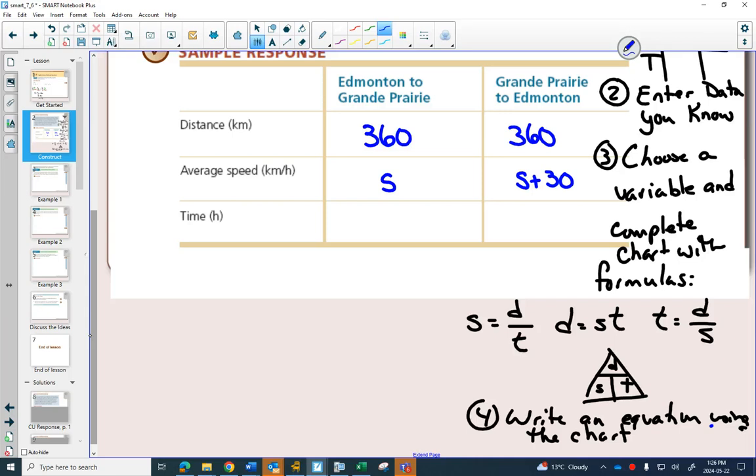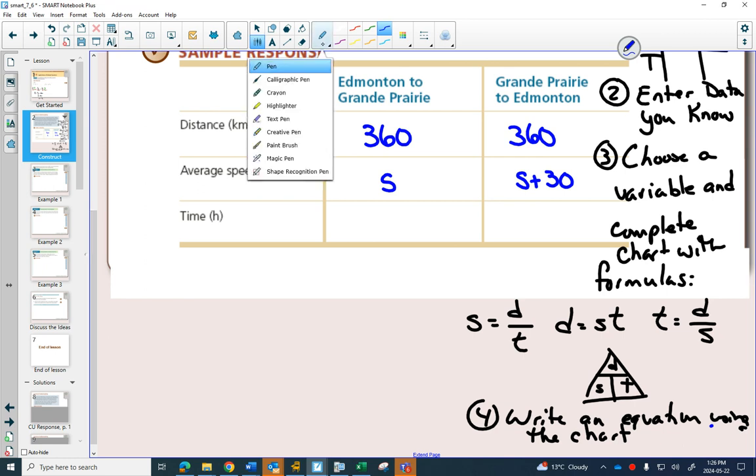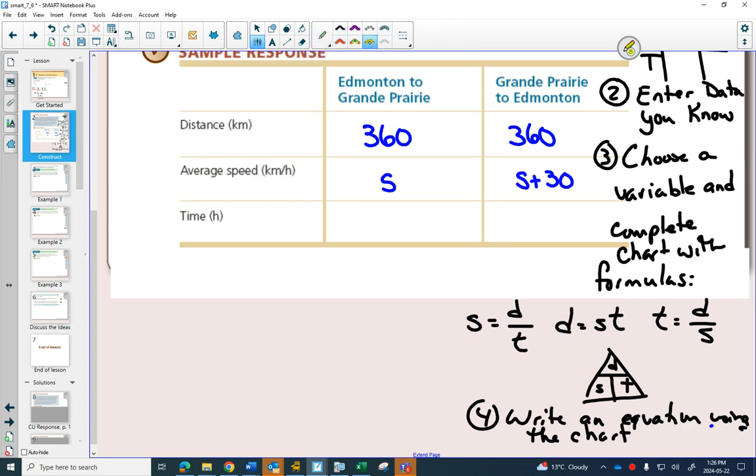And again, some people like this triangle method here. If you want to find distance, you put your finger over the distance, it's speed times time. If you want to find speed, well, now it's distance divided by time. If you want to find time, it's distance divided by speed. That's how that little triangle formula works for all of them.